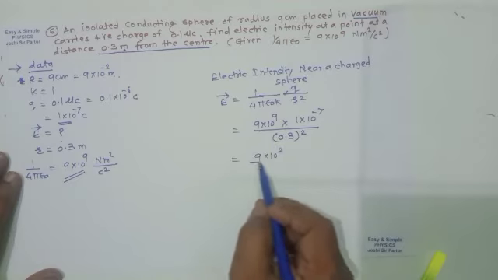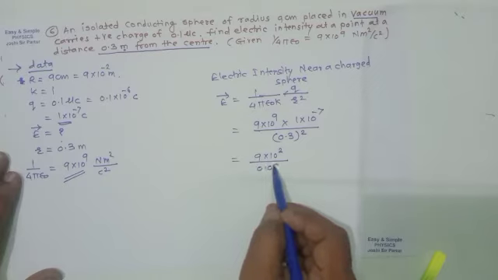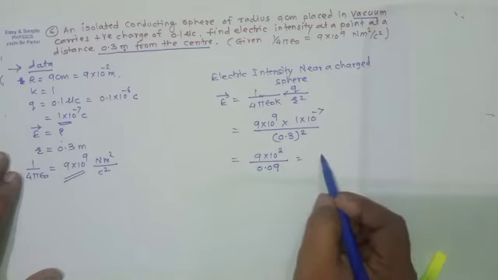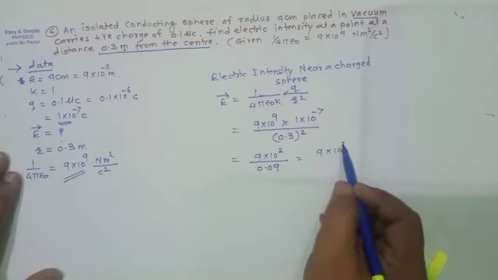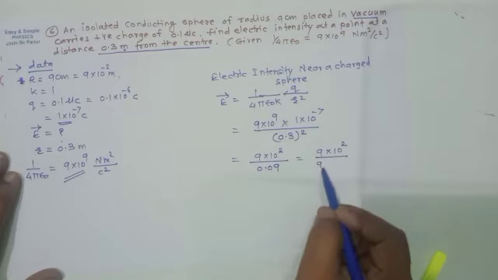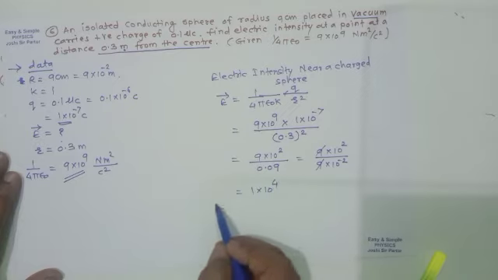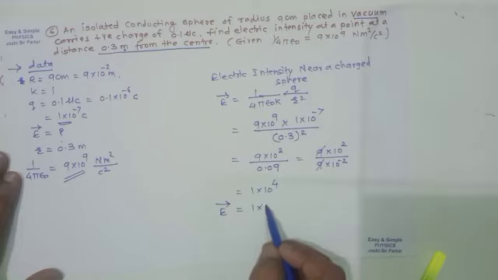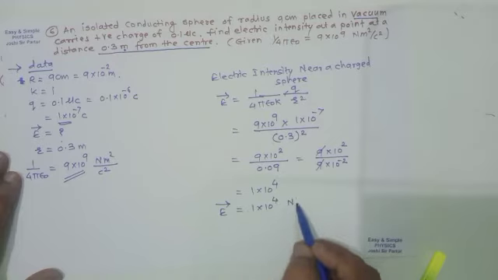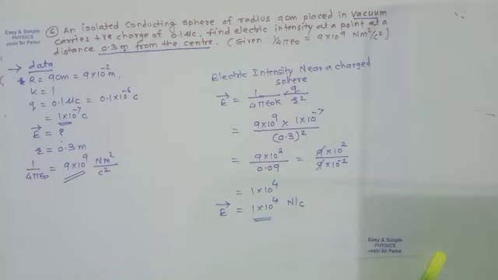9 into 10 raised to 2 divided by 0.09, which is 9 into 10 raised to 2 divided by 9 into 10 raised to minus 2. 9 gets cancelled, leaving 1 into 10 raised to 4. So here the electric intensity will be 1 into 10 raised to 4 Newton per Coulomb. So this is the answer for the given example.